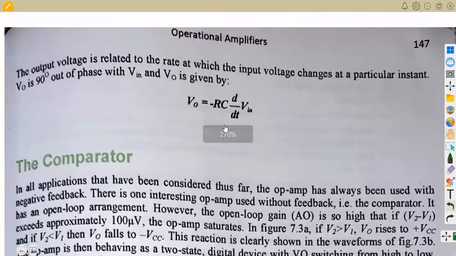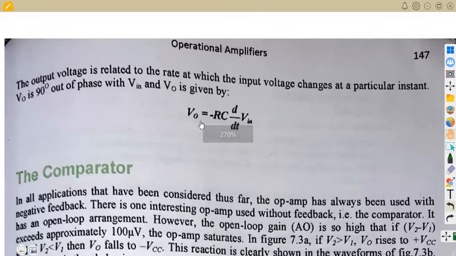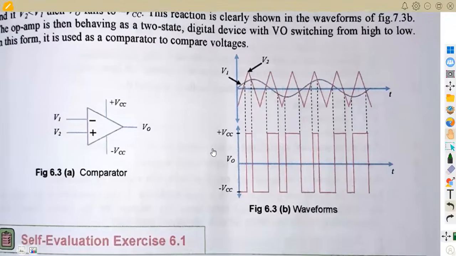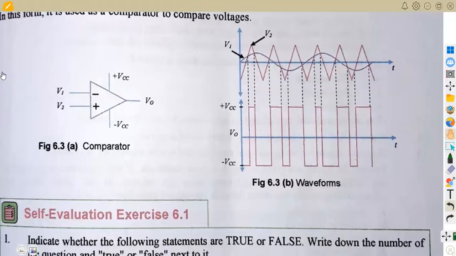And also the formula for the voltage out, which is minus RC d/dt of V in, which is the derivative of V in in this case. Do not worry, we are not going to differentiate anything. All right, do not worry about that derivative that you see there.